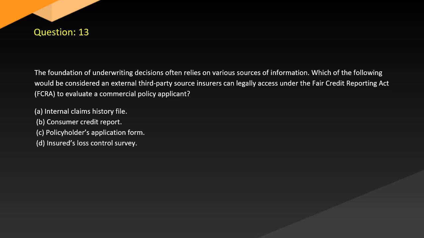Question 13. The foundation of underwriting decisions often relies on various sources of information. Which of the following would be considered an external third-party source insurers can legally access under the Fair Credit Reporting Act, FCRA, to evaluate a commercial policy applicant? A. Internal claims history file. B. Consumer credit report. C. Policyholder's application form. D. Insured's loss control survey.